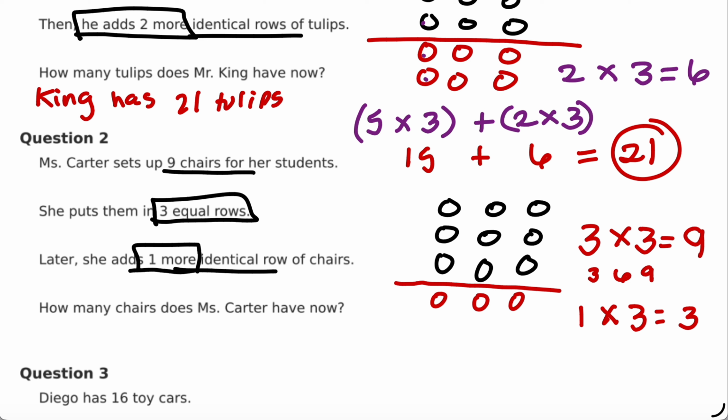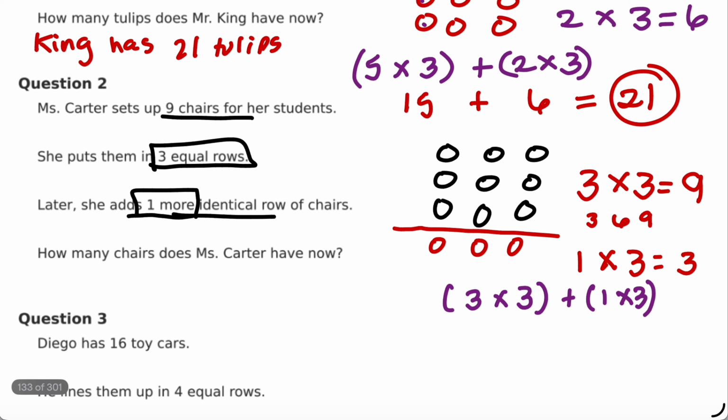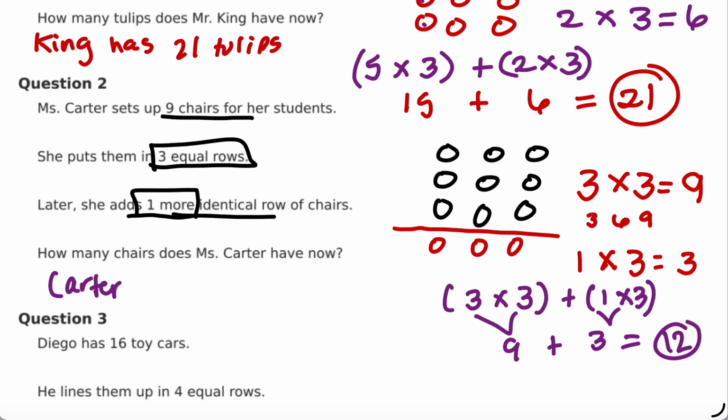Now here's how my equation will look. I'm going to have 3 times 3 plus 1 times 3. Well, what's 3 times 3? 9. And what's 1 times 3? 3. So 9 plus 3, 10, 11, 12. My answer is 12. So that means my solution statement will be Miss Carter has 12 chairs in total.